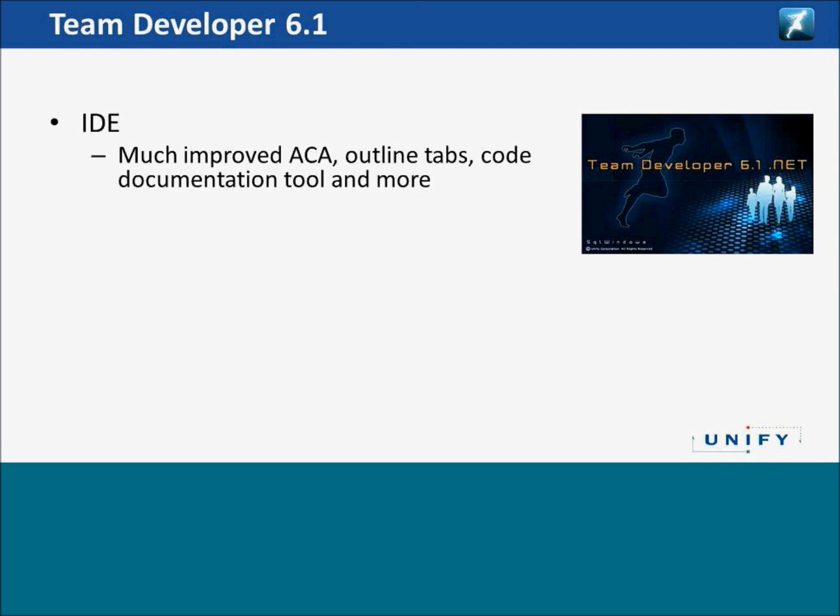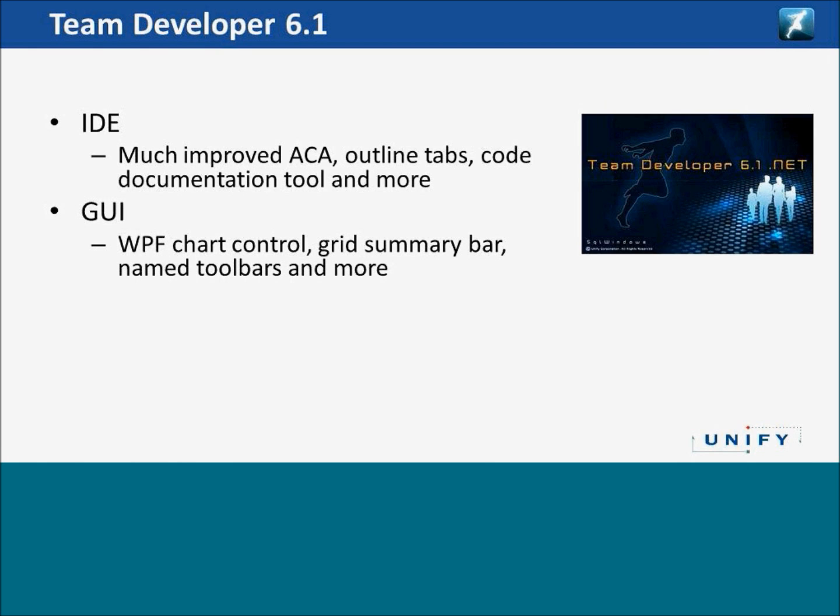Team Developer 6.1, the IDE. Much improved Active Coding Assistant. Actually, totally rewritten to perform at high speed, even with very, very large applications. So you will be impressed if you try that with 6.1. Outline tabs, you will see in a moment what that is, have actually been requested by customers and are implemented in 6.1. We have a new code documentation tool and a lot more on the IDE to tell you. On the GUI side, a WPF charting control.